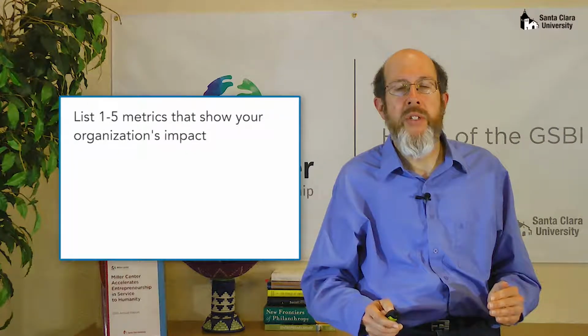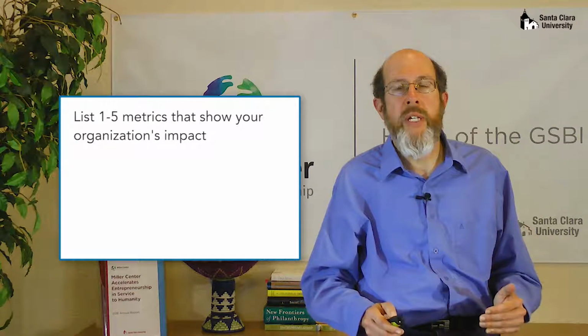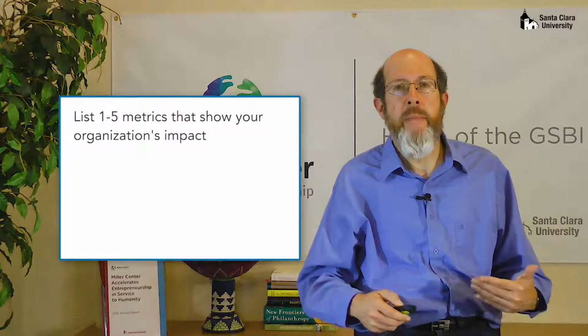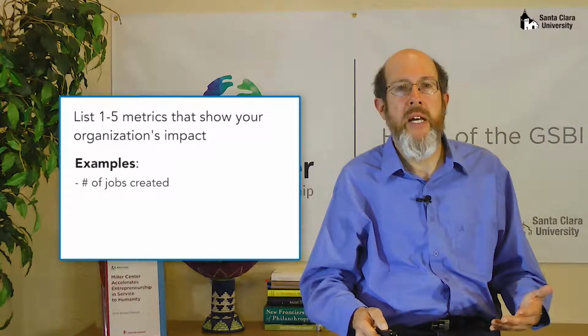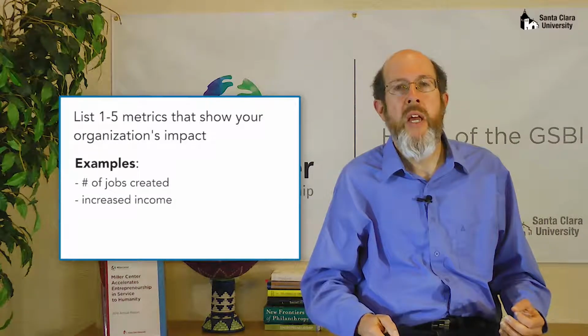There's no specific template for your impact metrics. Essentially, what you want to do here is list the top 1 to 5 metrics that are important for your organization to show the impact you create. So this could be things like number of jobs created or increased income in the lives of your beneficiaries.